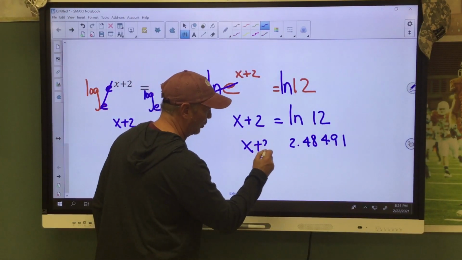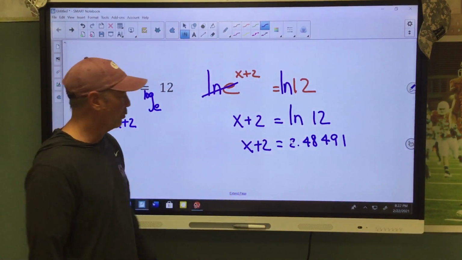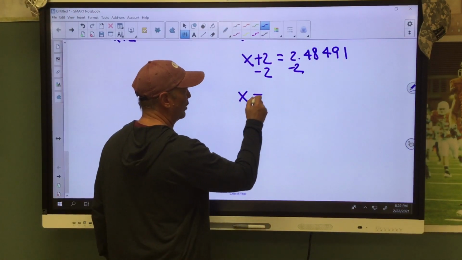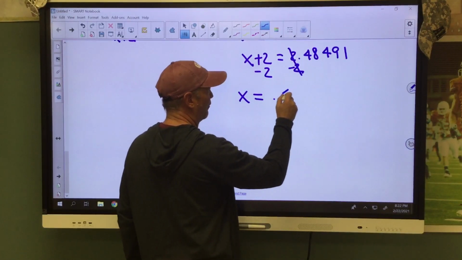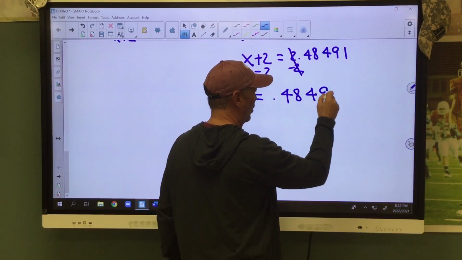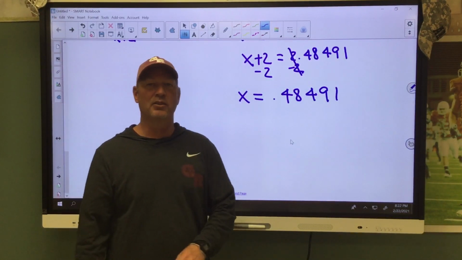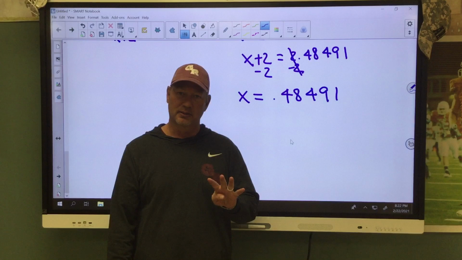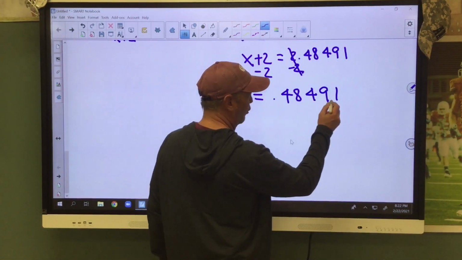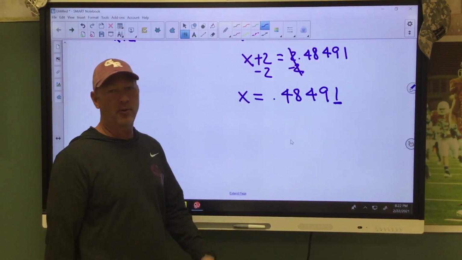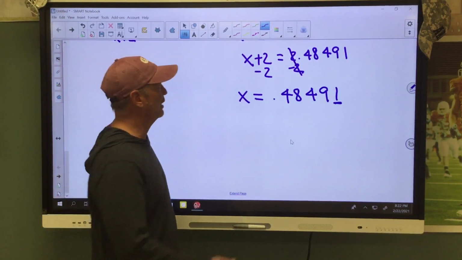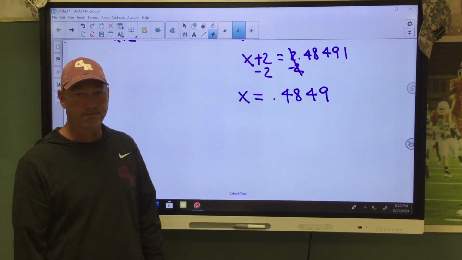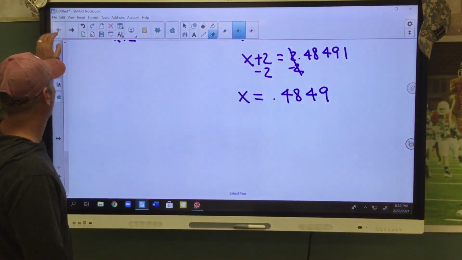So x plus 2 equals this. We want to solve for x. We're going to go minus 2. We're going to get x equals, these are going to cancel, 0.48491. Now, at the top of your worksheet, they're going to ask you to round to the nearest 10,000th. That's 4 decimal places. So we're going to count 1, 2, 3, 4. We're going to look at the fifth number. The fifth number is a 1, so we're going to round down or just leave it. So my final answer would be 0.4849. Okay?